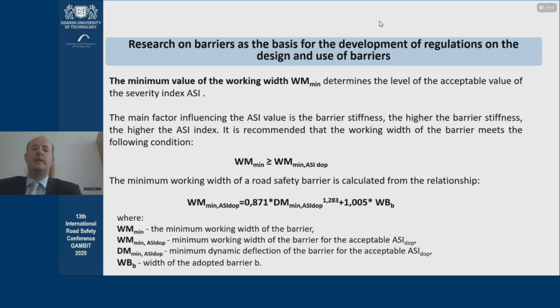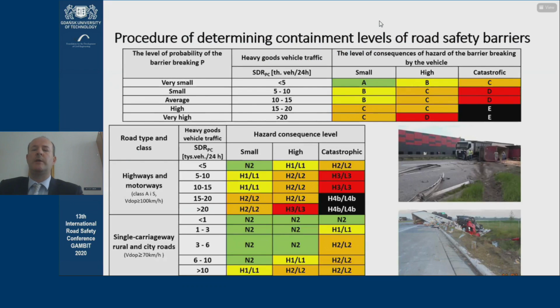So what I'm presenting to you is just bits and pieces of the results. But how did we use the results to formulate regulations? Here's an example of how we should define minimum working width, which is defined via dynamic deflection and the width of the barrier.